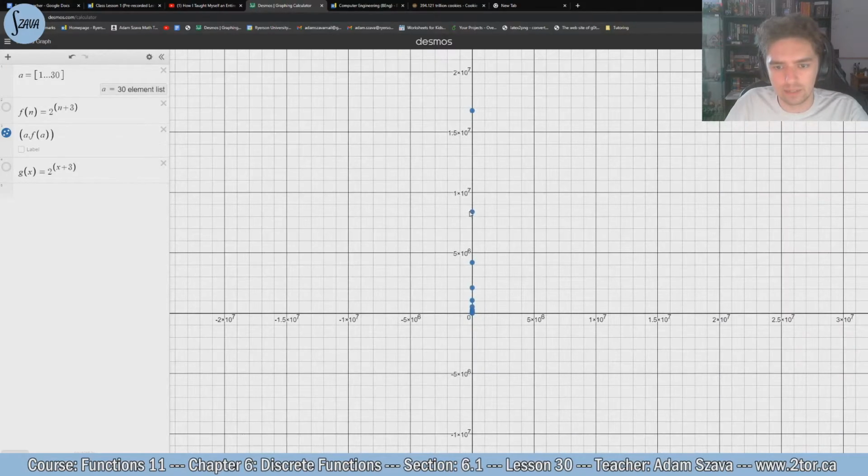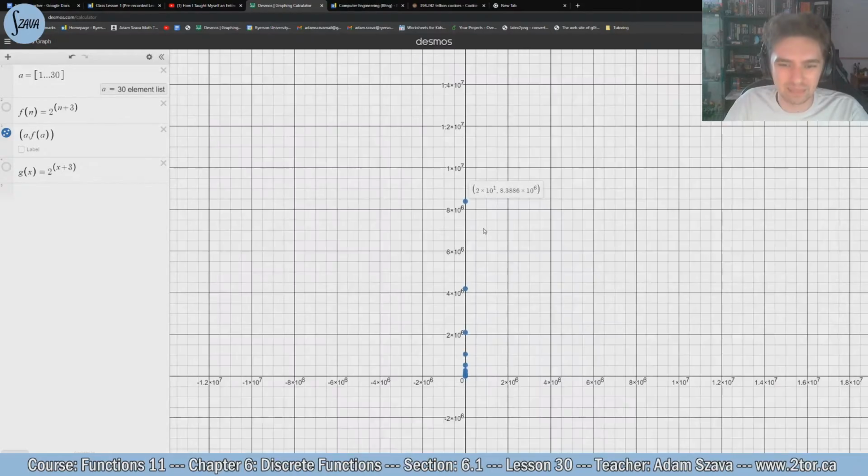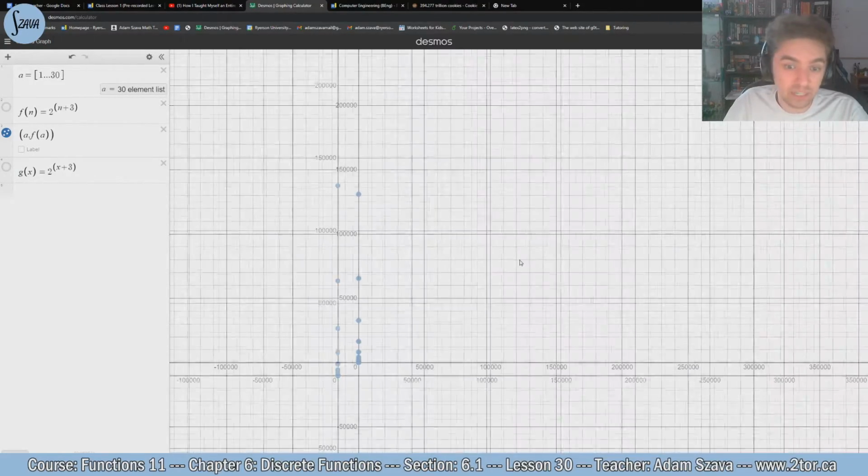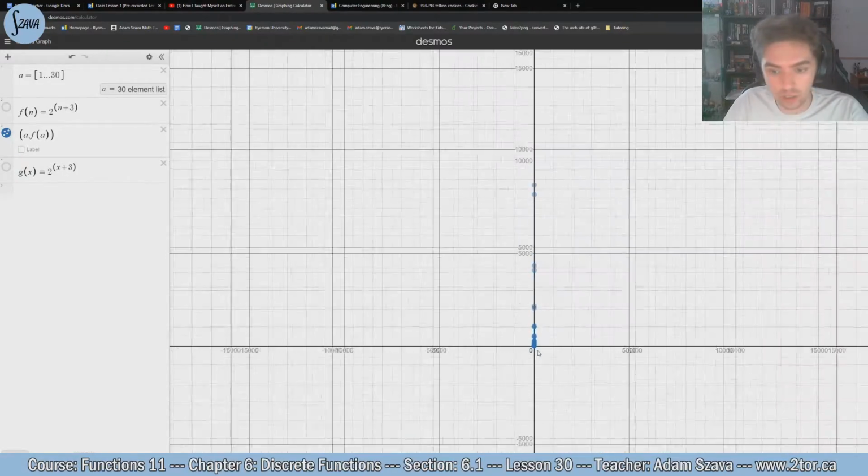So let's see here. The 20th term is already 8 with 6 zeros. So 8 million and something. Right? So obviously exponential functions go up very high, and exponential sequences also go up very fast, right?